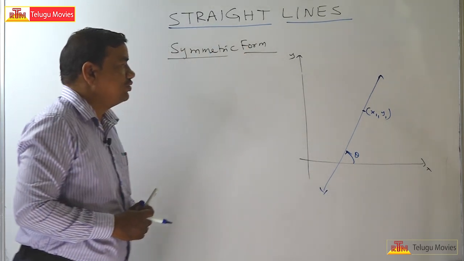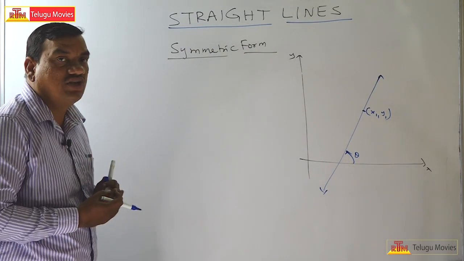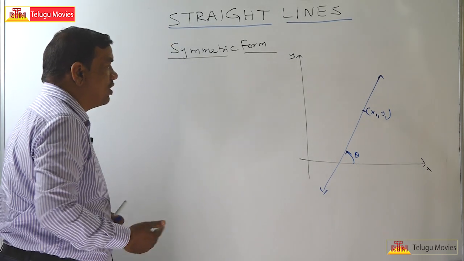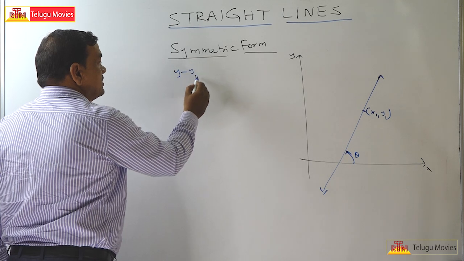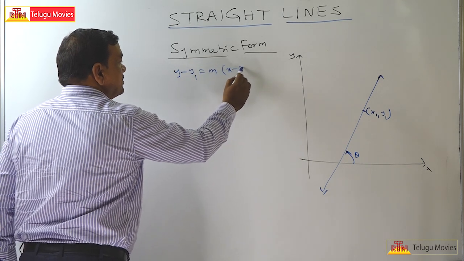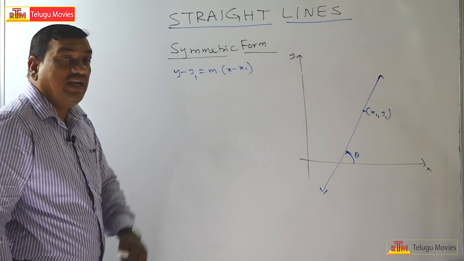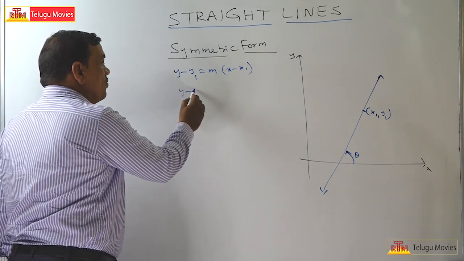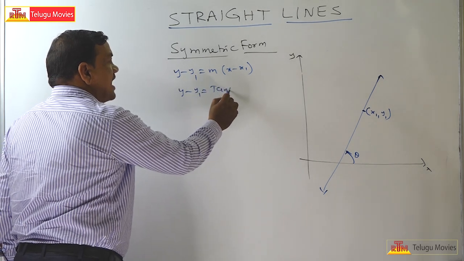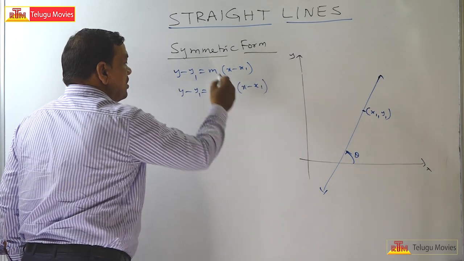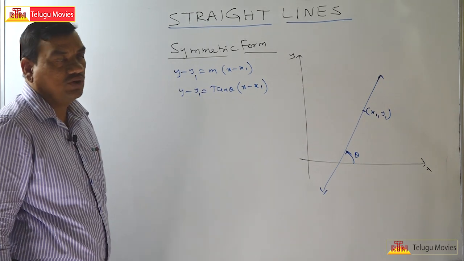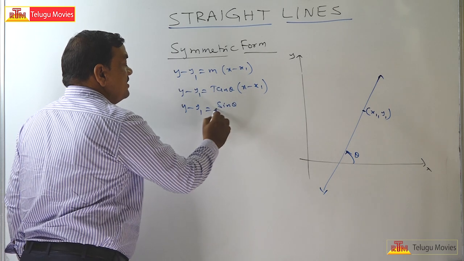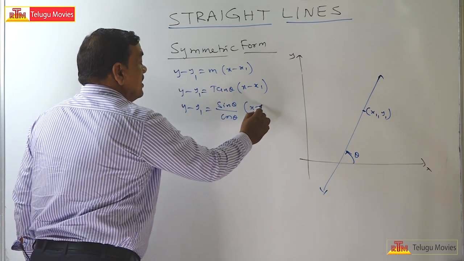Let the line pass through the point x1 comma y1. So here theta is given and a point on the line is also given. Then what is the equation of the line? Generally we know y minus y1 is equal to m into x minus x1. But here m is not given, but the inclination of the line is given. Therefore y minus y1 is equal to tan theta, the slope of that line, times x minus x1. So this implies y minus y1 is equal to tan theta, which means sin theta upon cos theta, times x minus x1.